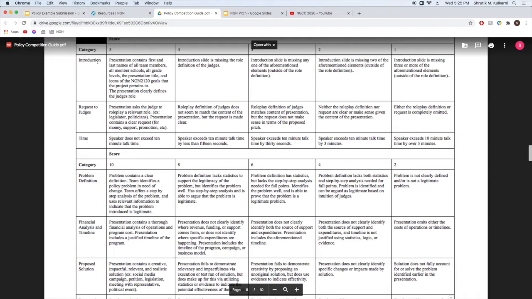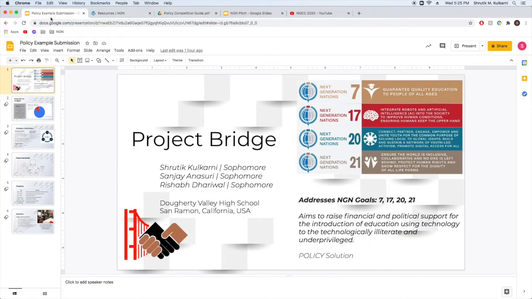Which states that you have to have all the first and last names of all the team members, the member schools, the grade levels, the presentation title, and the icons of the NGN 2120 goals that the project pertains to. The presentation clearly defines the judge's role. So, pretty much, this is the bare minimum requirement that you need to have in order to have a complete presentation.